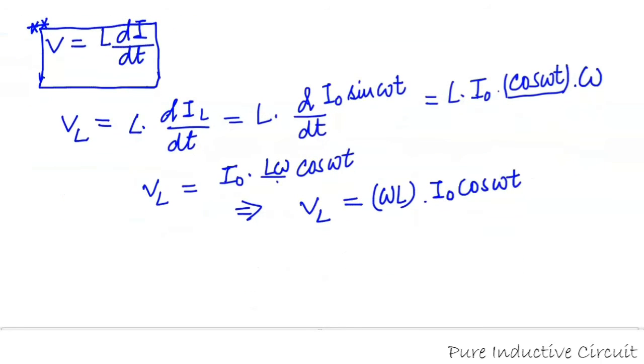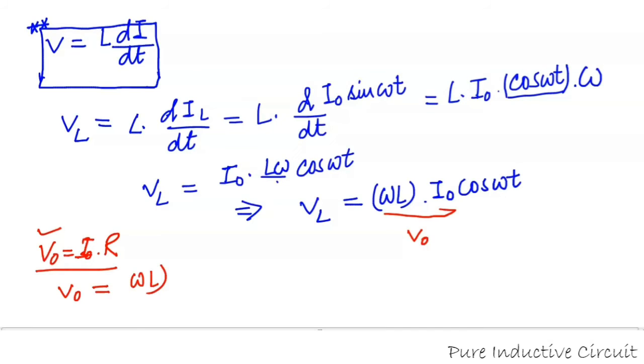Now, in case of a resistive circuit, what we have seen is that V naught equals I naught into R. Now, we can find a similar condition here. This we can consider as V naught. V naught equals omega L into I naught. Now, omega L and R can be considered similar.